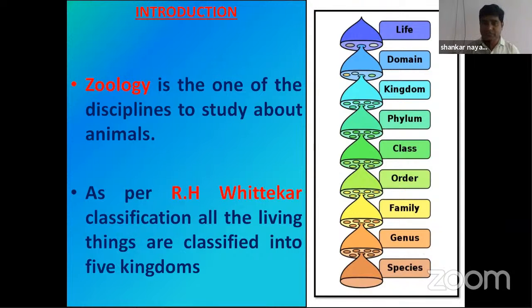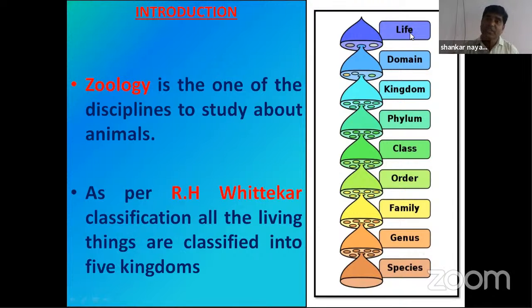As per R.H. Whittaker, a taxonomist, all the living things on this earth are classified into 5 kingdoms. To study all the animals systematically, classification is necessary. To classify animals, there are a few hierarchical levels in classification. See, these diagrams tell you what the levels in classification are. The bottom level is called species and the highest level is called life.